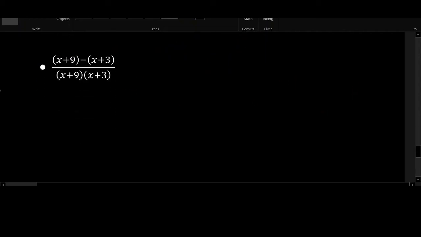And finally, what about in this example? In the numerator, we have the quantity x plus 9, subtract the quantity x plus 3. In the denominator, we have x plus 9 times x plus 3. So could we cancel, for example, the x plus 9's? Because I do see an x plus 9 in both the numerator and the denominator. But the answer is again no.